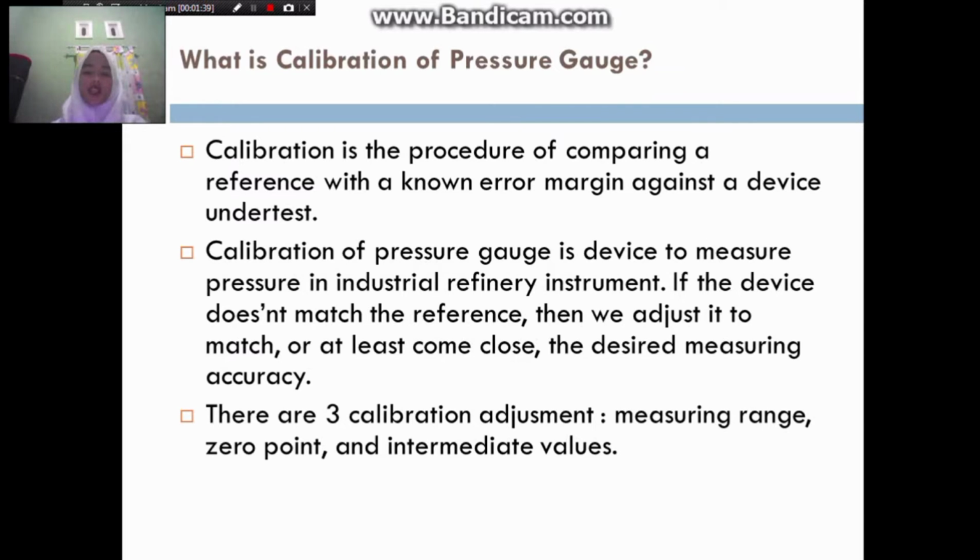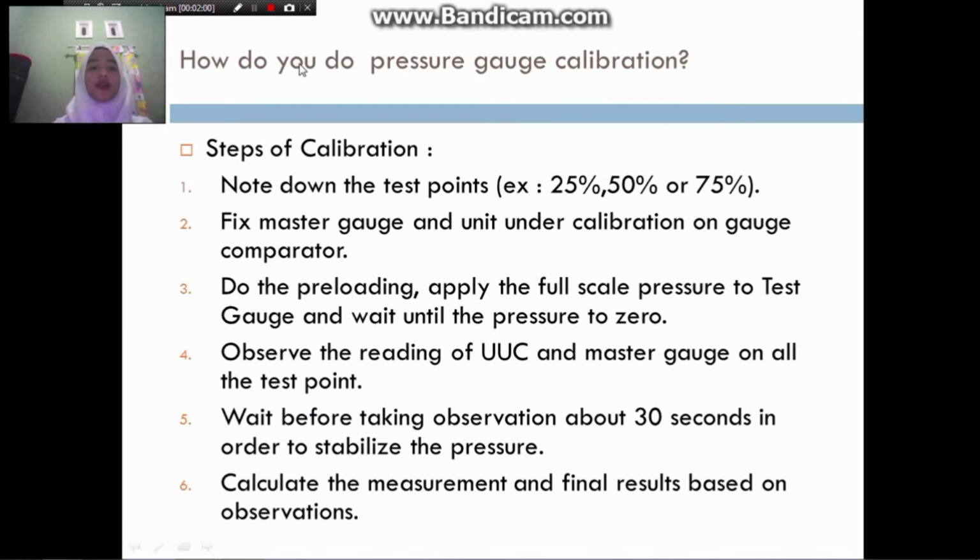Calibration of a pressure gauge is for a device that measures pressure in an industrial refinery instrument. If the device doesn't match the reference, then we adjust it to match, or at least come close to the desired measuring accuracy. There are three calibration adjustments: measuring range, zero point, and intermediate values. Next, how do you do pressure gauge calibration?